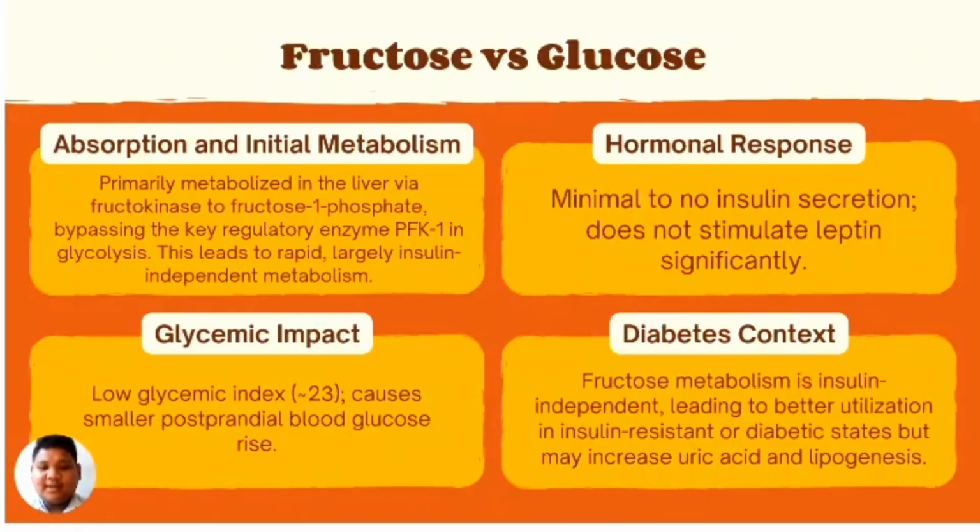Next, for glycemic impact, fructose has a low glycemic index, which is around 23. This causes smaller postprandial blood glucose rise, in contrast to glucose, which has a high glycemic index of 100, which causes rapid and significant blood glucose increase. Now, in the diabetes context, fructose metabolism is insulin independent, leading to better utilization in insulin resistant or diabetic states, but it may increase uric acid and lipogenesis. In contrast, glucose metabolism is dependent on insulin, which is impaired in diabetes, causing hyperglycemia.